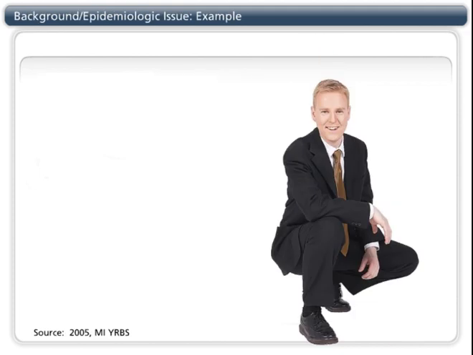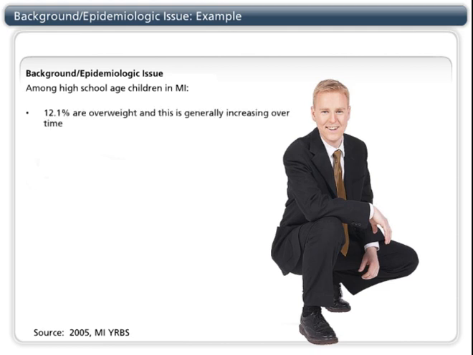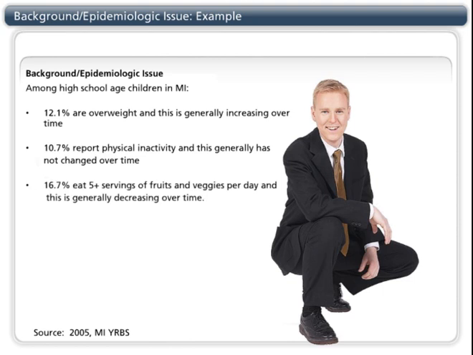Let's go through an example issue statement process. First, we describe the background epidemiologic issue, which in this case is related to overweight and obesity among Michigan high school children. 12.1% are overweight, and this is generally increasing over time. 10.7% report physical inactivity, and this is generally not changed over time. 16.7% eat 5 or more servings of fruits and veggies per day, and this is generally decreasing over time.